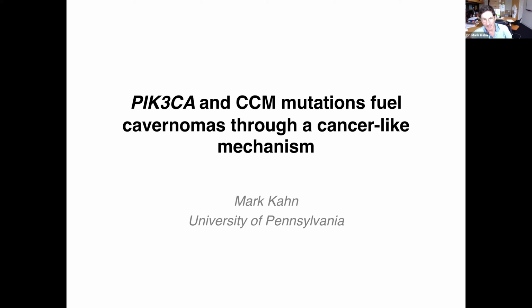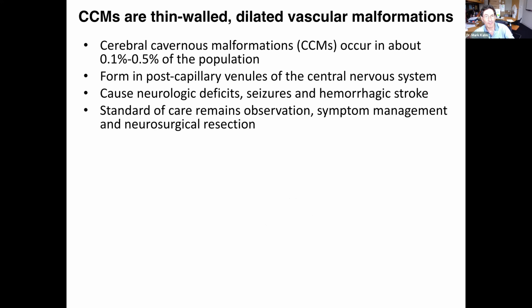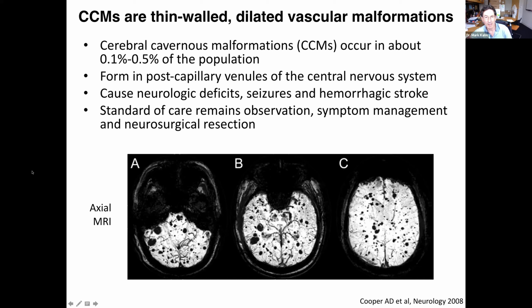But anyway, let's start. So the story, as Connie suggested, is a recent one that Doug and I and our labs have kind of teased apart, showing a role for PI3 kinase mutations and PIK3CA mutations in CCM formation. Just quickly, CCMs are rather common. If you look at autopsies, we know that they form in the postcapillary venules of the central nervous system, a common cause of neurologic deficits such as stroke and seizure, especially in young people.